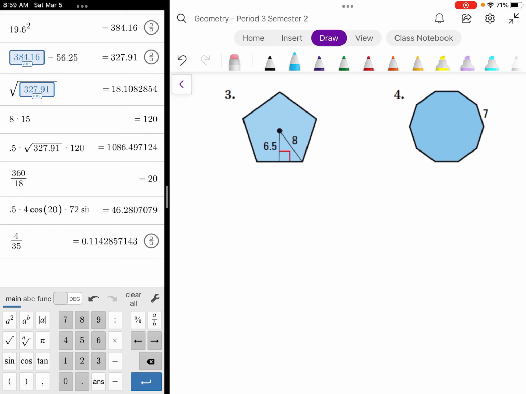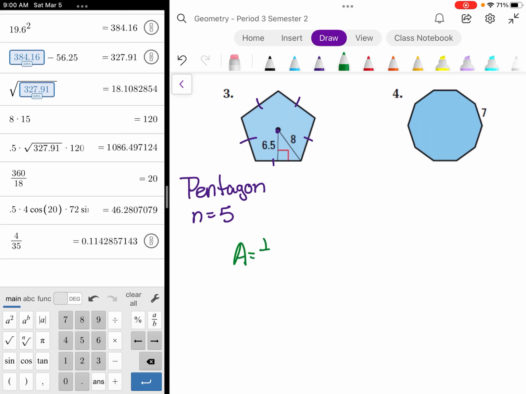For example, in this problem, we have a pentagon with 5 sides. And we need to find, if we're going to use the formula we went over today, 1/2 times the apothem times the perimeter. If we're going to do that, we need to figure out what this value is there. And notice that is in a right triangle. So we can just use Pythagorean theorem.